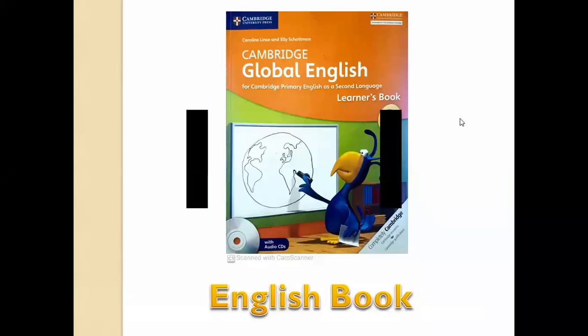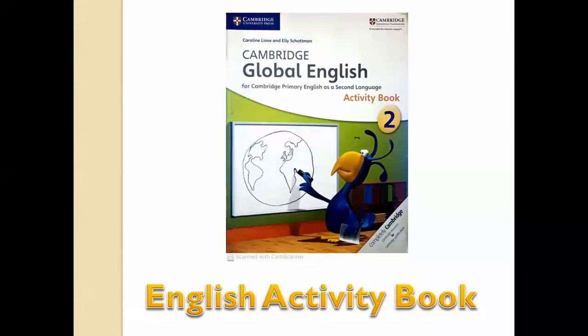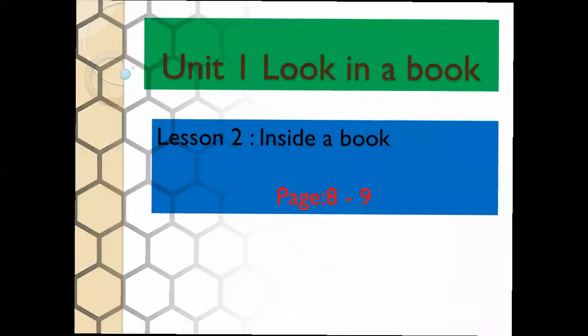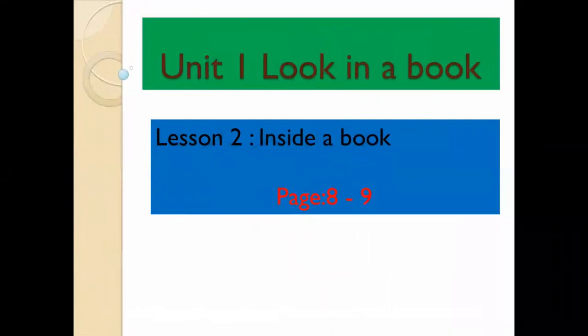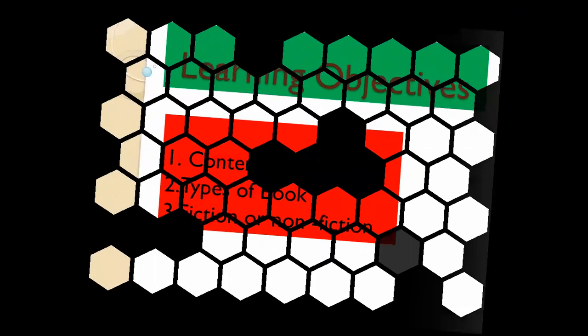Yesterday in English, we started lesson number 2 in our English learner's book. The unit name is Look in a Book, and our lesson is Inside a Book. It is on pages 8 and 9 of your learner's book. So let's see the learning objective.